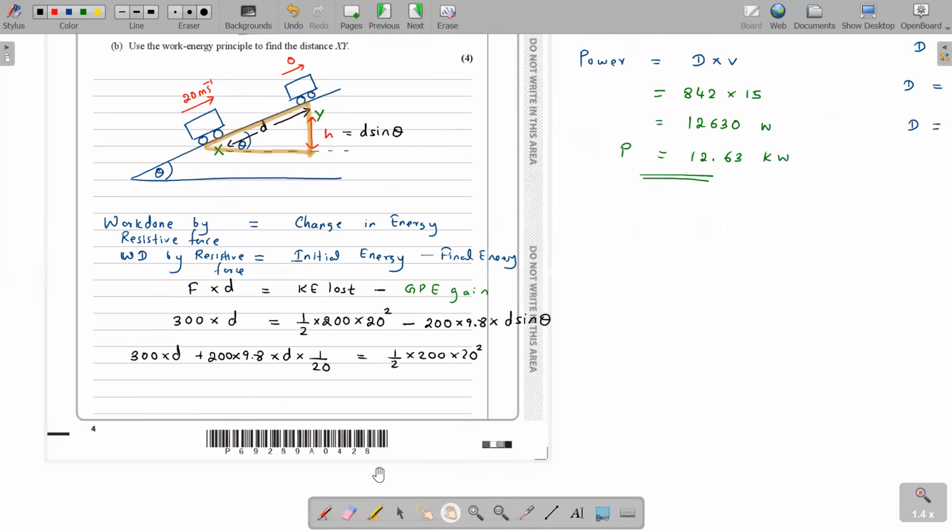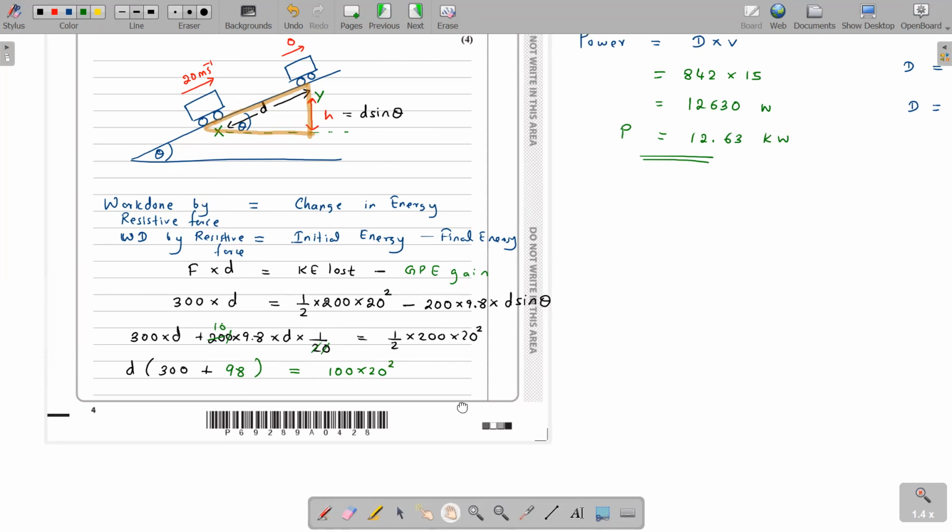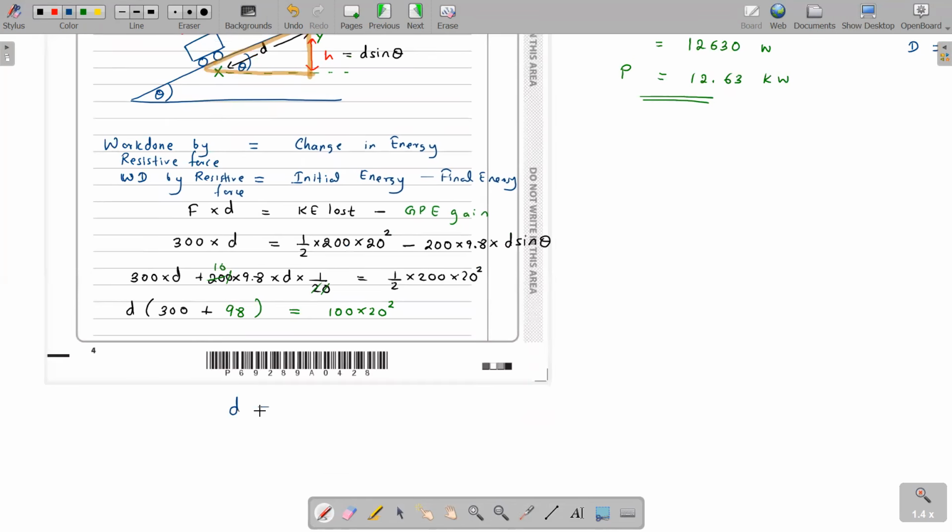I can take the d out. 200 into 9.8 into 1/20: the 0s cancel, and I get 10 into 9.8, which is 98, right? So 300 plus 98, and this is half into 200 is 100 times 20 square. Get me the d value. So d is 100 times 20 square, or 400, divided by 398. How much is it?